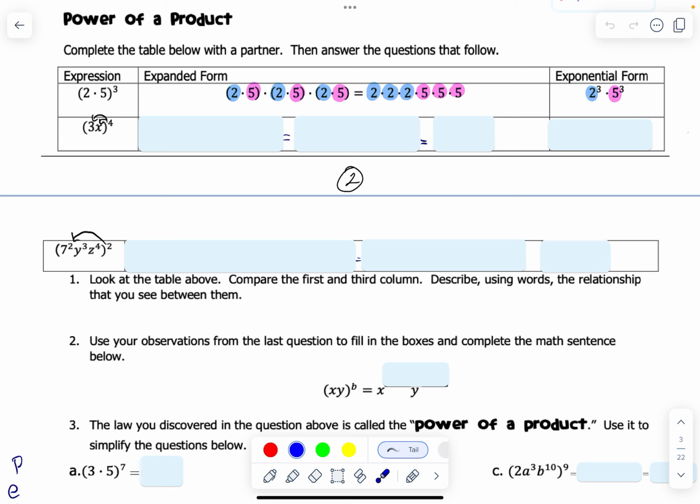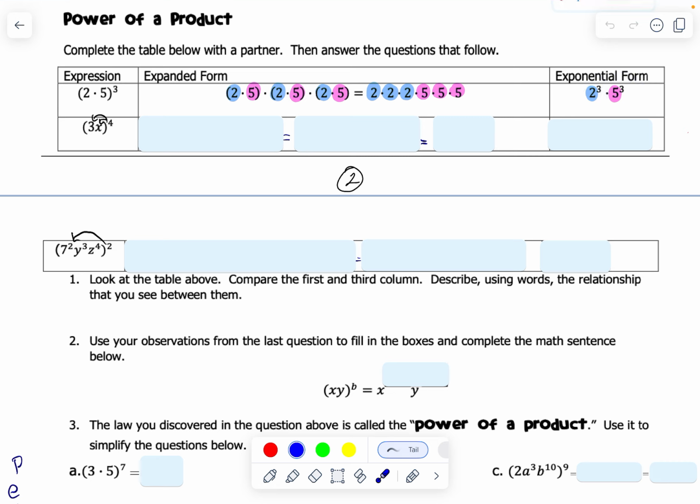Next, we've got the power of a product. So what if we have some multiplication going on inside parentheses and then the whole thing raised to an exponent? So if we write this out, we could say that it's 2 times 5 quantity cubed. So I would write 2 times 5 times 2 times 5 times 2 times 5. And if I rearrange it, put all my 2s together, I get 2 times 2 times 2 times 5 times 5 times 5, and I get 2 cubed times 5 cubed.